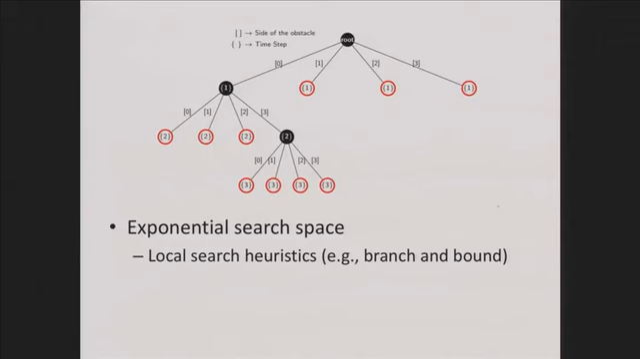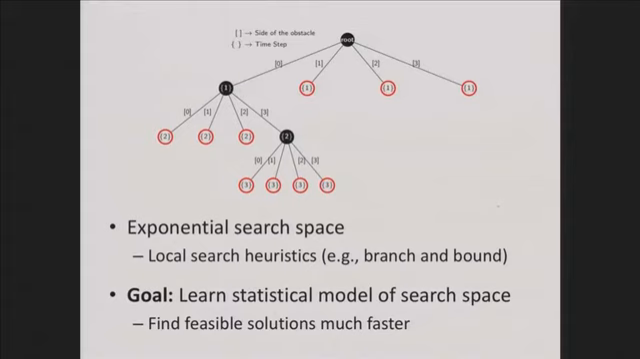These risk budgets are typically formulated as hard constraints, which converts this path planning problem into a mixed integer program, which can be a challenging optimization problem in many domains. Standard approaches use something like branch and bound, some sort of local search technique to search through this exponential search space.